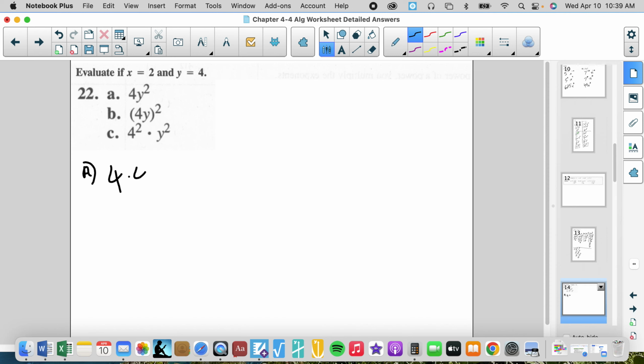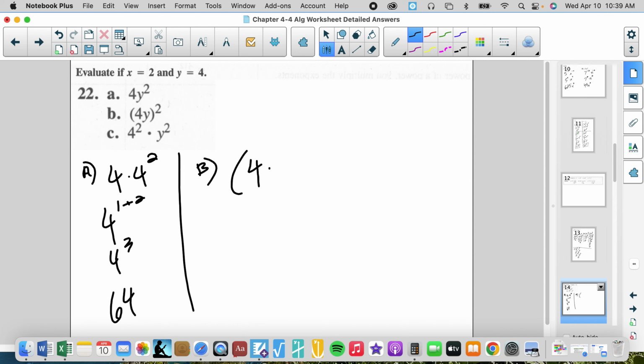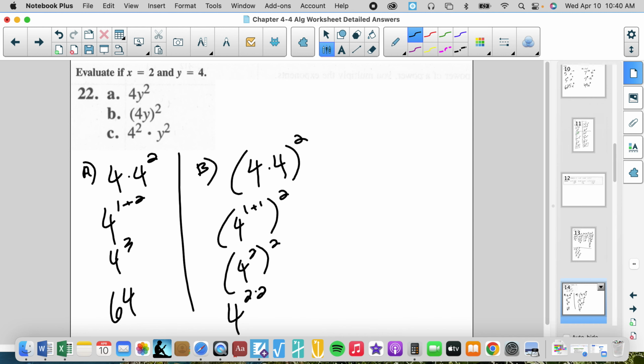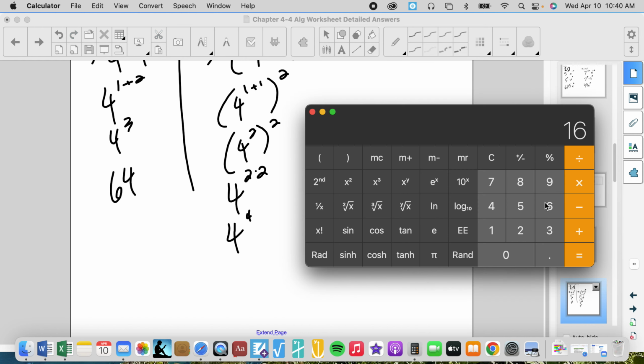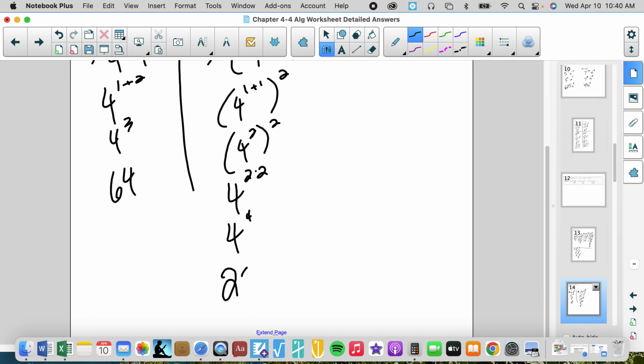Y is 4 to the second. We'll see that as 4 to the 1 plus 2, which is 4 to the third, which is 64. I'm just going to do it one way. I'm going to do it the way that 4 times 4 to the second, which is 4 to the 1 plus 1 to the second, which is 4 to the second to the second, which is 2 times 2, which is 4 to the fourth, which is 16 times 16, 256.